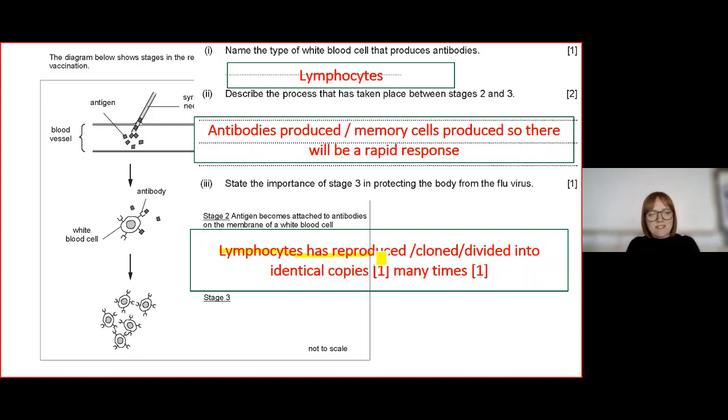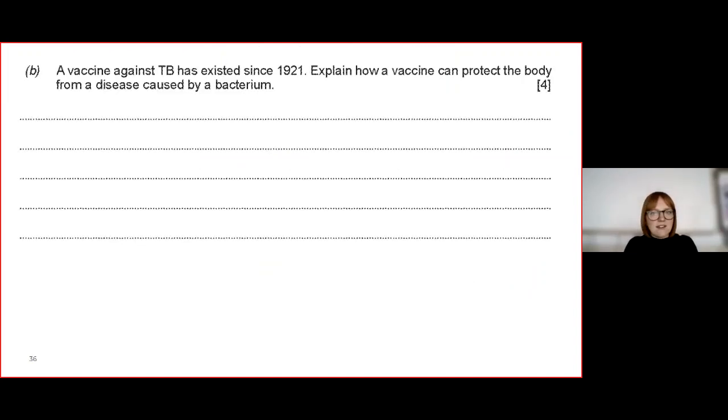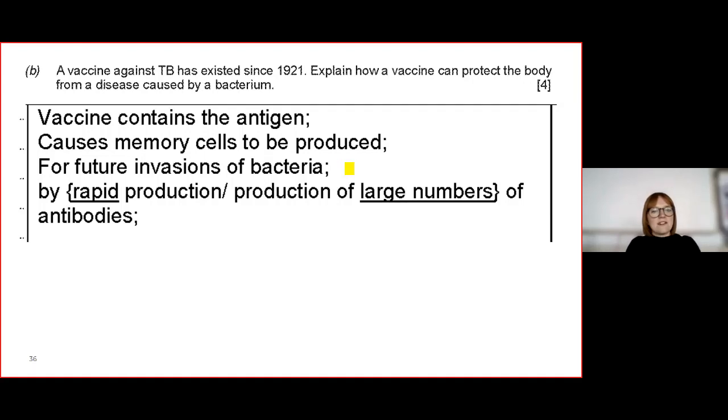I'll change the PowerPoint ready for when you have it on the classroom. And then the last question: state the importance of stage 3 in protecting the body. Antibodies are produced, so there will be a rapid response. These have just come up in the wrong order, I apologise about that. There's one more question, a 4-mark question similar to what we looked at before, so you can practice this one at home when you get 2 minutes. So pause the video at this point, have a go at the question, and then the answer will come up after.